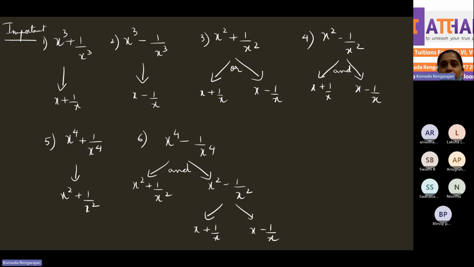So to find x squared plus 1 by x squared, you need the value of x plus 1 by x or x minus 1 by x. But to find the value of x squared minus 1 by x squared, you need the value of x plus 1 by x and x minus 1 by x. That's not or. Again, see where I've written and, you need both. You need everything.